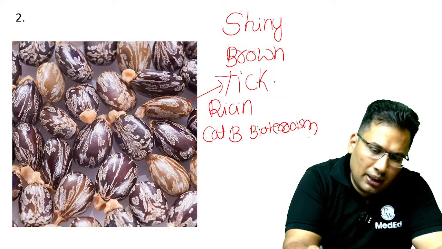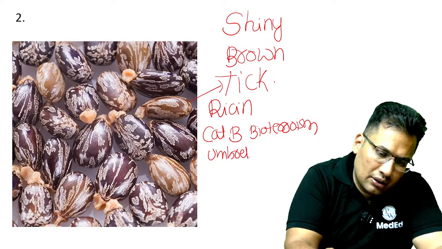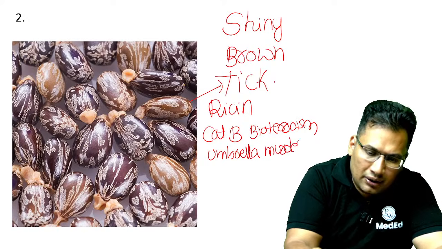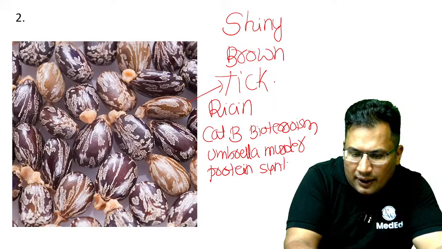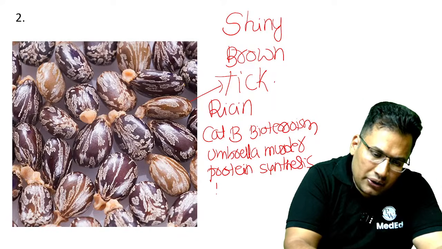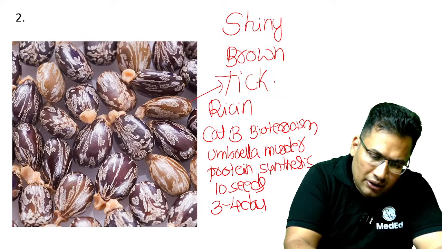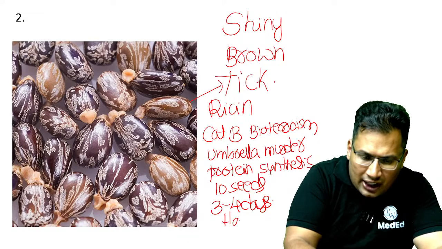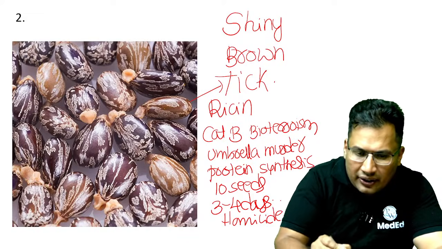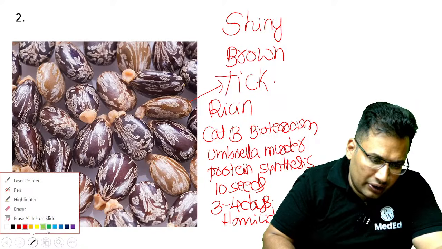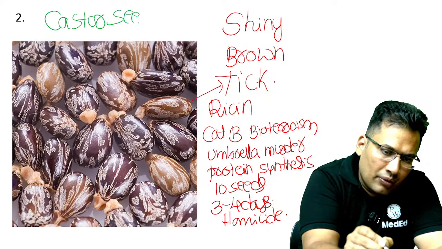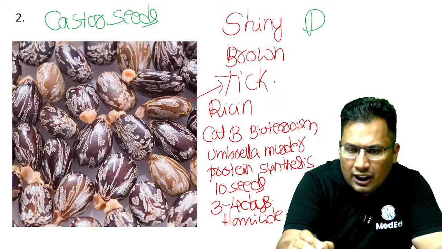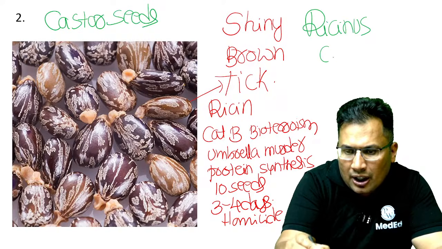It is used in the umbrella murder case. It inhibits protein synthesis. Fatal dose is 10 seeds. Fatal period is 3 to 4 days. So it is used in homicide. Now I hope you got the answer. So what is the answer for this? The answer is castor seed. The scientific name is Ricinus communis.